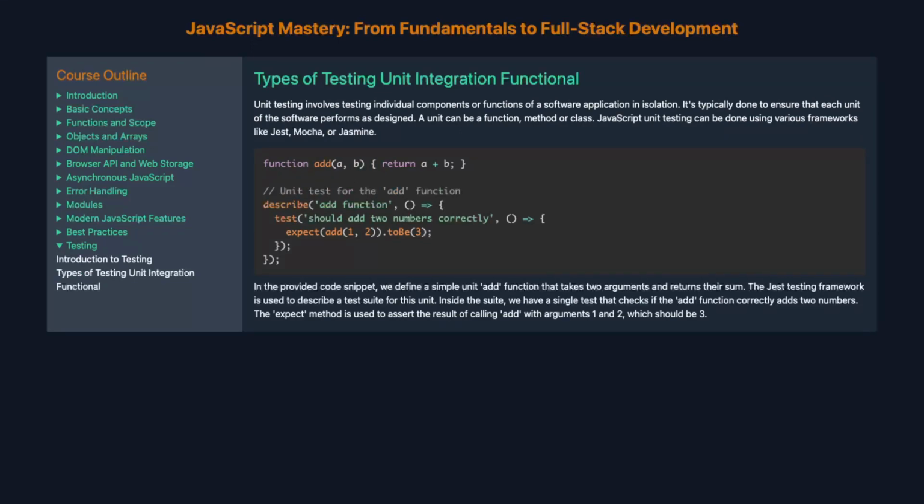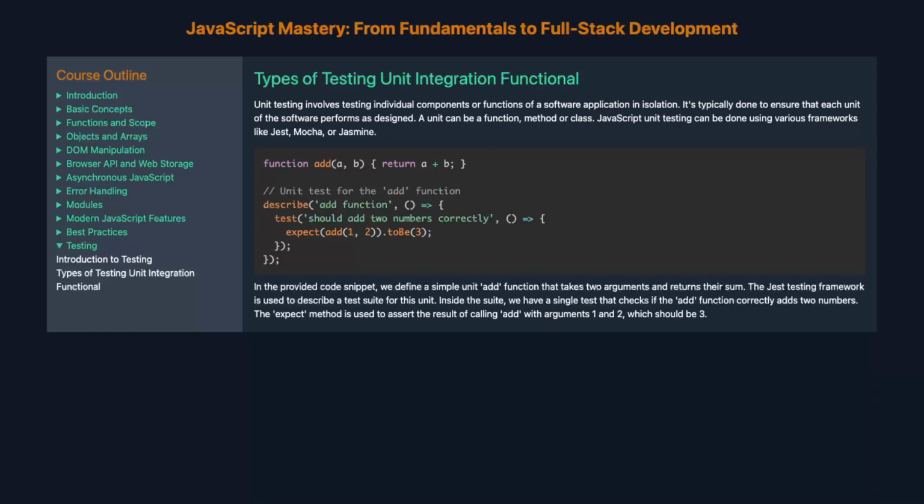Unit testing involves testing individual components or functions of a software application in isolation. It's typically done to ensure that each unit of the software performs as designed. A unit can be a function, method, or class. JavaScript unit testing can be done using various frameworks like Jest, Mocha, or Jasmine.